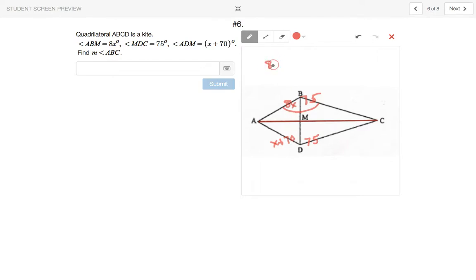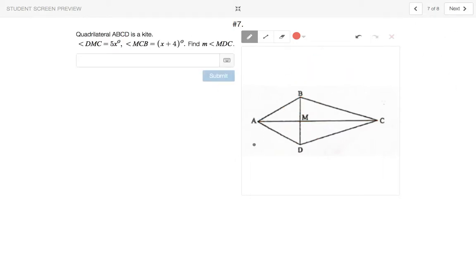So I can set 8x equal to x plus 70. Subtracting x from both sides, I get 7x equals 70. Dividing by 7, we get x equals 10. And when I plug that in here, I'll get this angle to be 80 degrees. Well, add them together to get the full angle ABC. 80 plus 75 is 155.